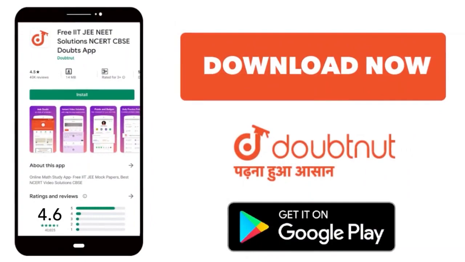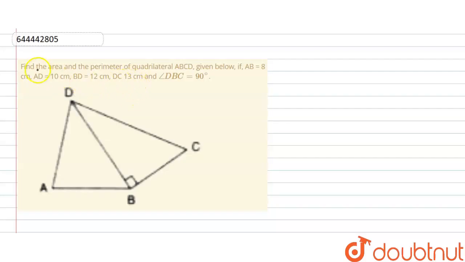Download Doubtnut app today. So in this question, it is given that find the area and perimeter of quadrilateral ABCD given below if AB is equals to 8 centimeters. So I will label it down. So this is AB. This is given to us 8 centimeters.